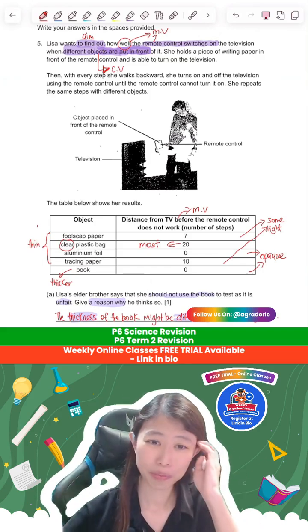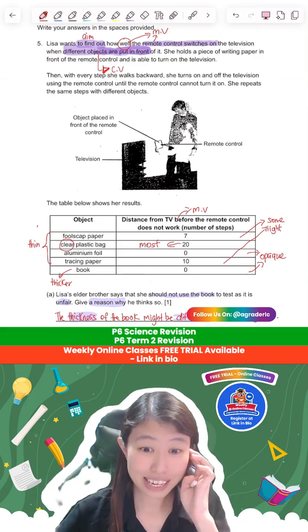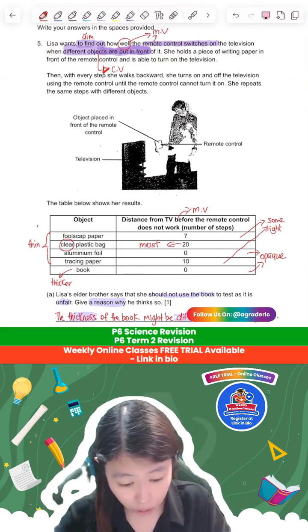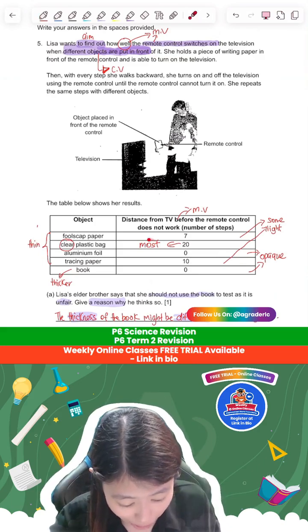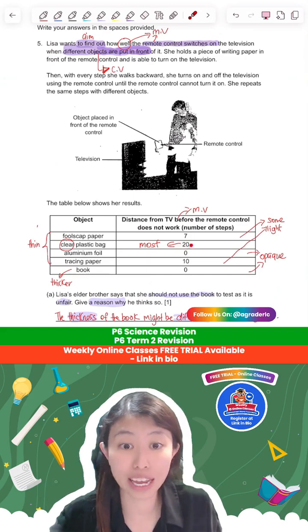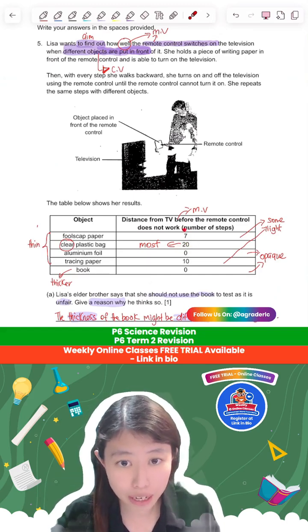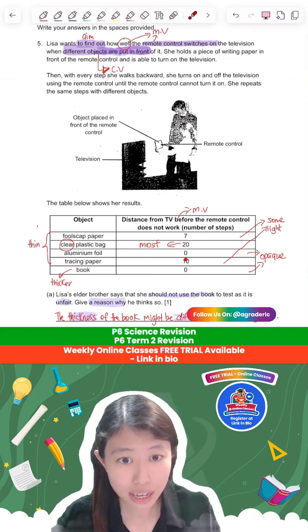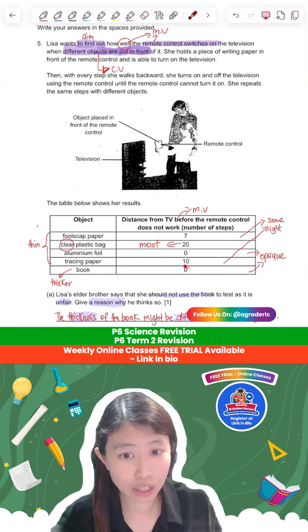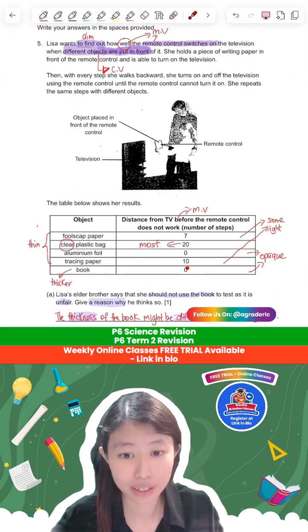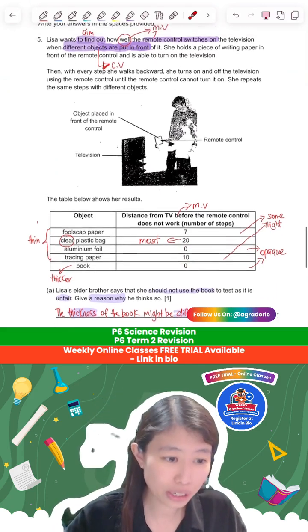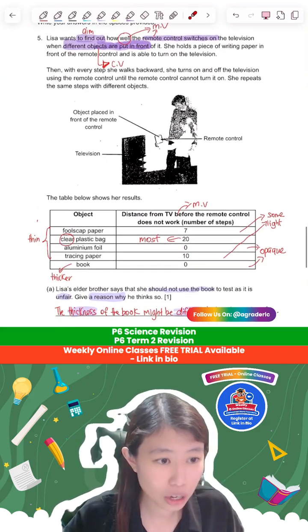Very good. Based on your results, when most light can pass through, the person can go very far and the remote can work. For some light, it can pass through only a certain distance, and if it's opaque, it cannot even work when it's very near.